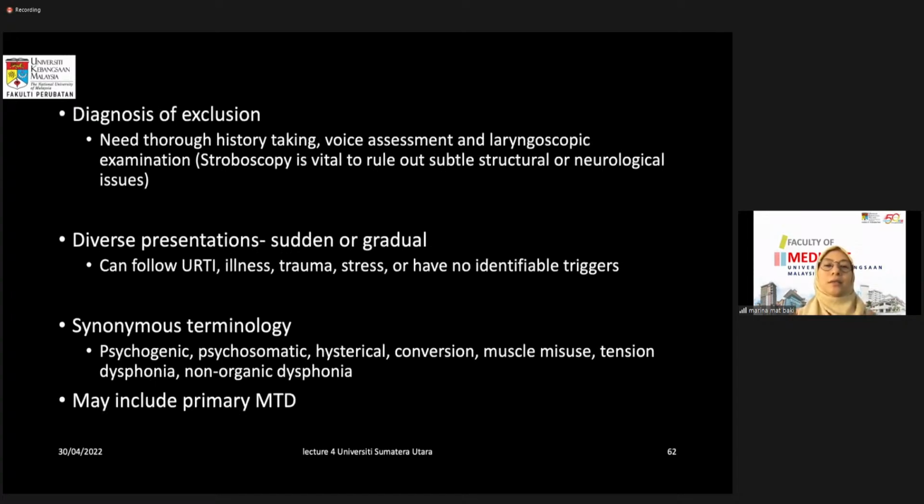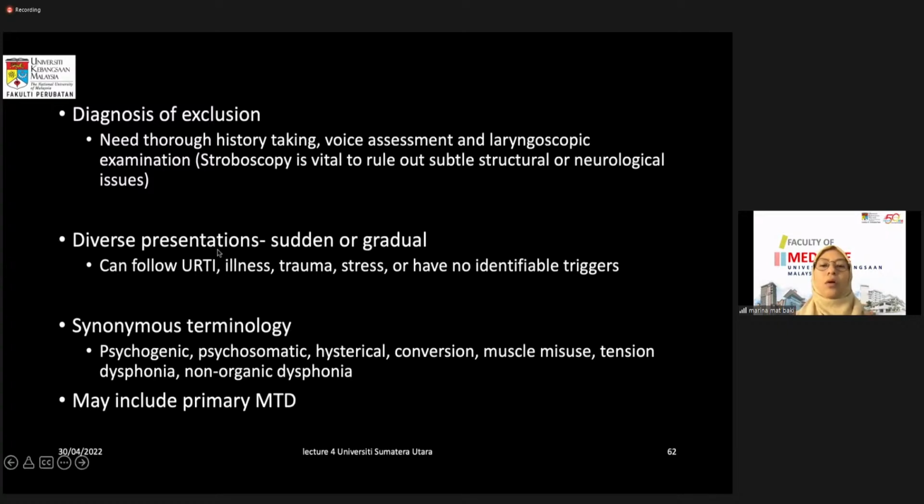So to diagnose functional disorder, it is a diagnosis by exclusion. You need to get thorough history taking, do voice assessment, and do laryngoscopic examination. Laryngoscopy is vital, not to diagnose what type of functional dysphonia it is, but to rule out structural or neurological issues, especially subtle structural issues like sulcus, small lesions on the vocal fold, which may not be seen on a normal laryngoscopy. It's more of excluding structural issues, excluding neurological issues, and then you may think about functional dysphonia.